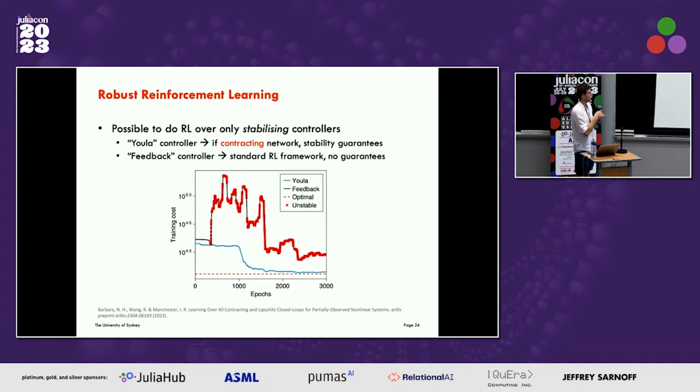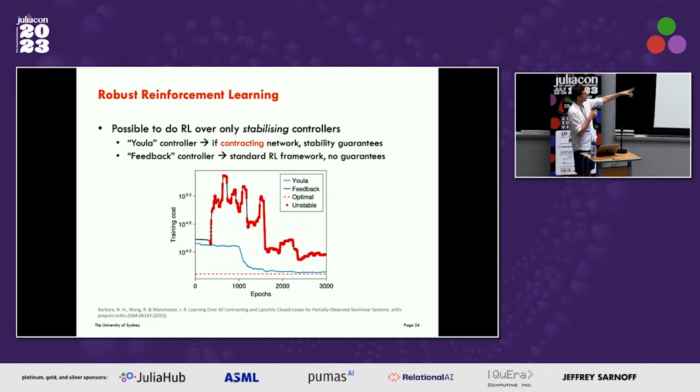And we've shown that we can actually do some pretty interesting stuff. This is on a particular system where the optimal solution for the controller is very close to an instability bound, so it's very unrobust by definition. If I train things with my special Euler controller and a contracting network, I get pretty close to the optimal bound. This is a really simple linear problem, so we can easily write down the optimal bound, but it's just to demonstrate the point.